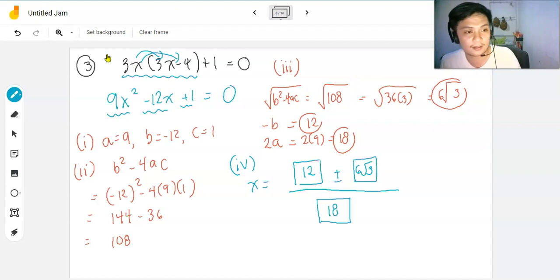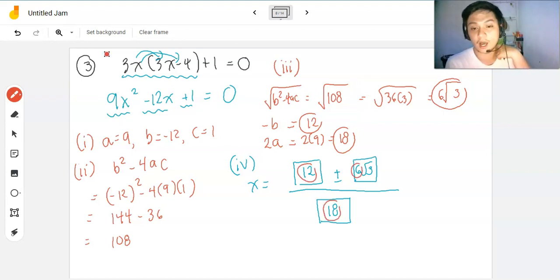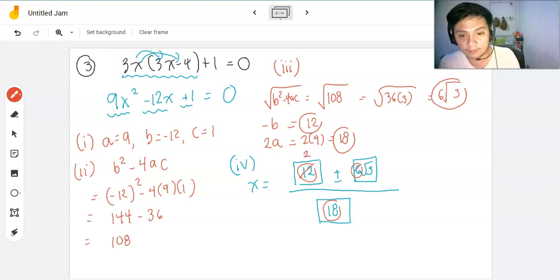Now, to simplify this, tingnan lang natin muna ang 12, 6, and 18, the numerical coefficients. Can they be divided by a common number bukod sa 1? 12, 6, and 18, they are all divisible by 6. So, 12 divided by 6, magiging 2 yan. 6 divided by 6, magiging 1. Tapos 18 divided by 6, magiging 3. So, we have x equals 2 plus or minus. Magiging 1 na lang yon.